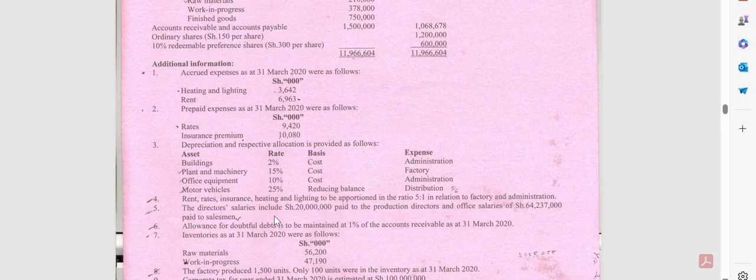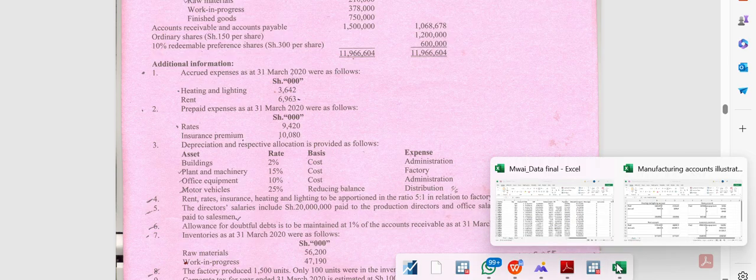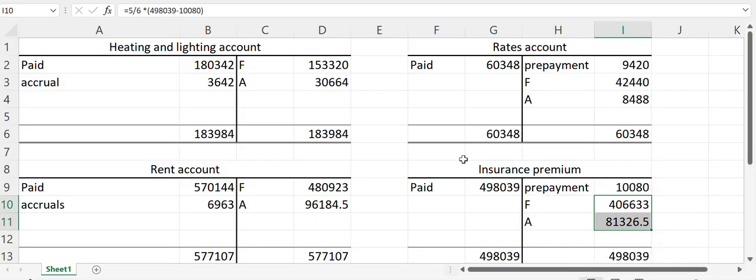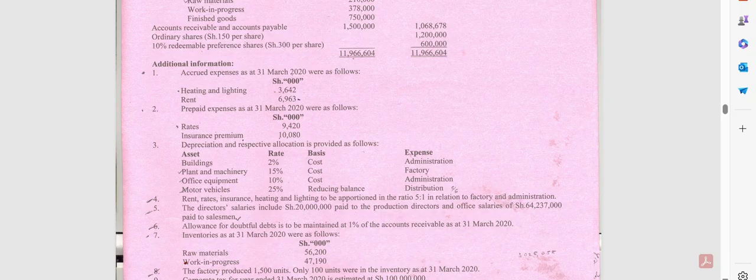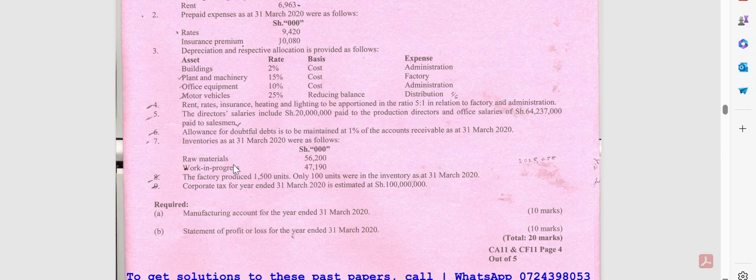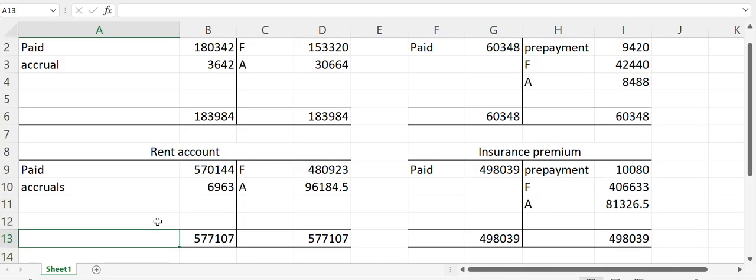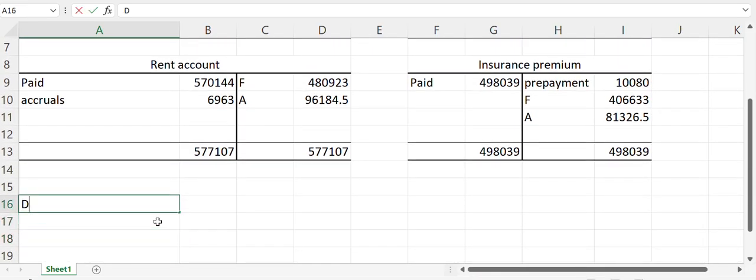So the next thing is, let us see. We are done with all the accounts. Okay, so the next thing is now to proceed with the addition information. So addition information number 3 is about, you can see it's about depreciation. So let us continue now. Depreciation.